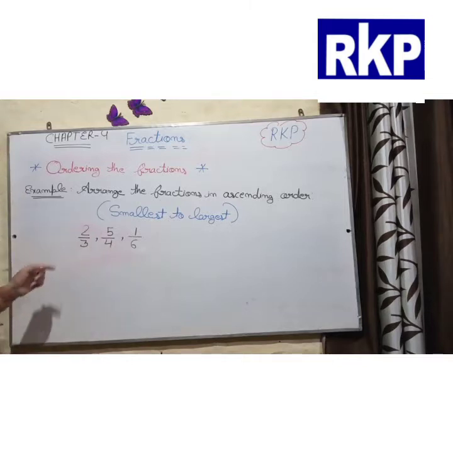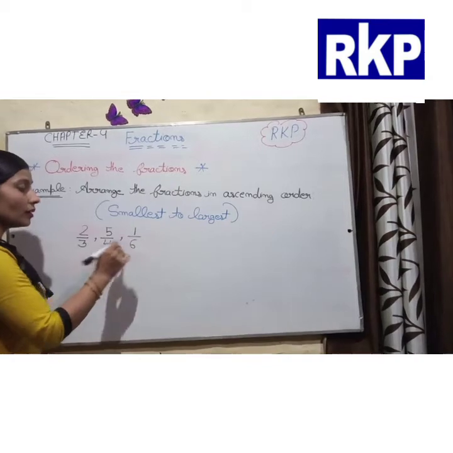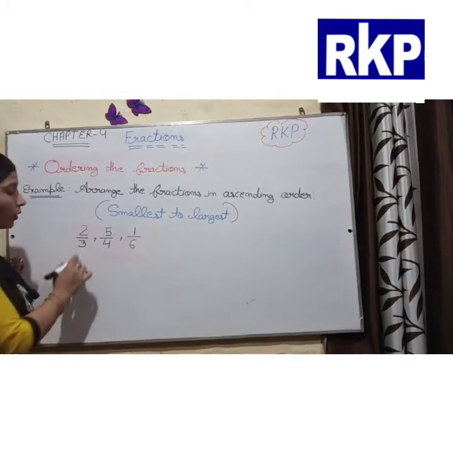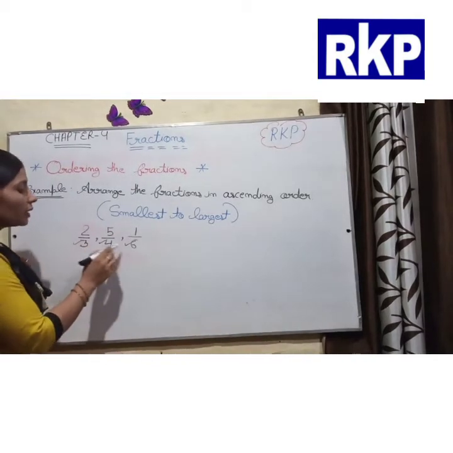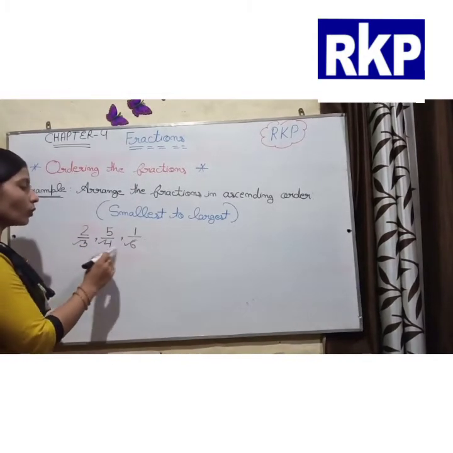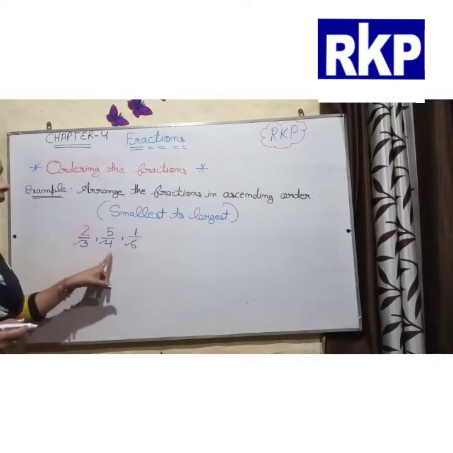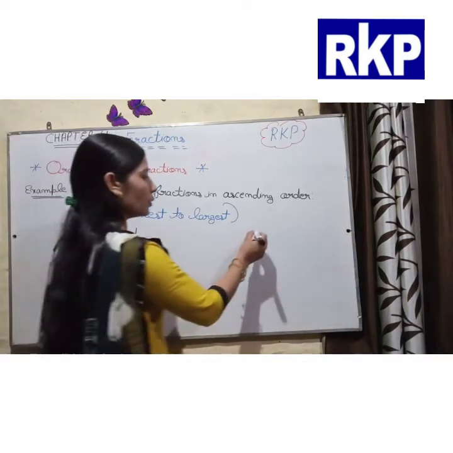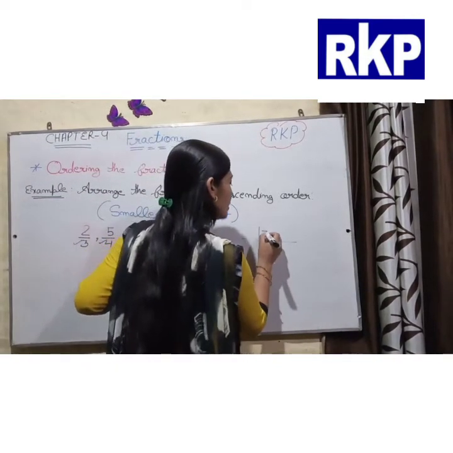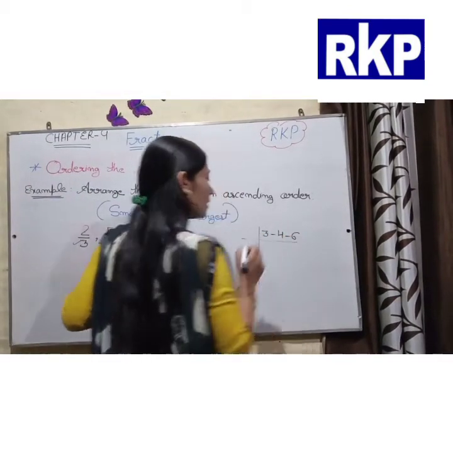But how can we convert these fractions into like fractions? We need to find the LCM of denominators, and here we can see denominators are 3, 4 and 6. So first of all, we need to find the LCM of 3, 4 and 6. So let us find the LCM of 3, 4 and 6.